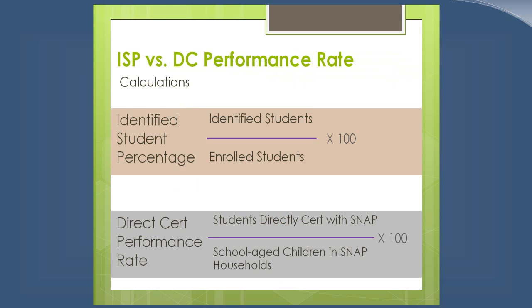Here's the math behind the identified student percentage and the direct certification performance rate. The ISP is the number of identified students divided by the number of enrolled students, and the direct certification performance rate is the number of students directly certified using SNAP divided by the school-aged children in SNAP households. And Ann will explain this formula in a little more detail later in the presentation.